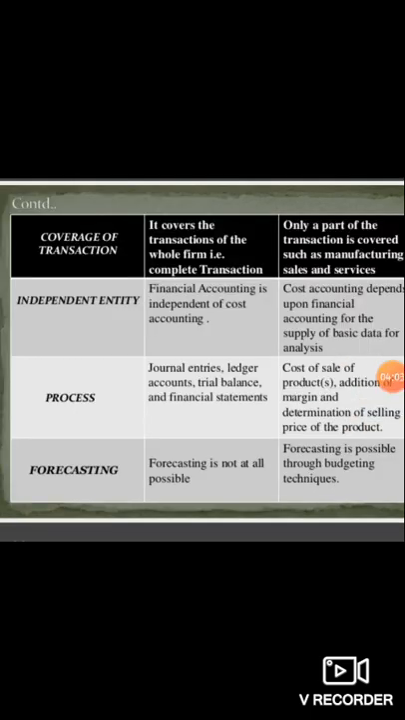Next difference, coverage of transaction. Financial accounting covers the transactions of the whole firm, complete transactions. In cost accounting, only a part of the transactions is covered, such as manufacturing, sales, and services. So financial accounting will cover all the transactions of the company which they made in the accounting period. But in cost accounting, only the transactions related to production, sales, and services are recorded.